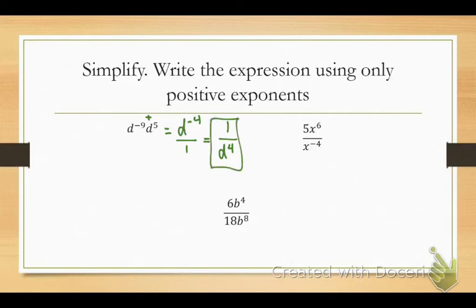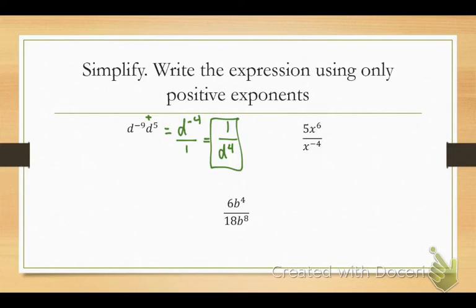Okay. All right, now I'm going to throw some numbers into the mix. 5x to the sixth power over x to the negative fourth power. So I have to simplify my x's. Since it's division, I'm going to use quotient of powers, and then I'm going to keep solving. All right, let's see who can get this one.